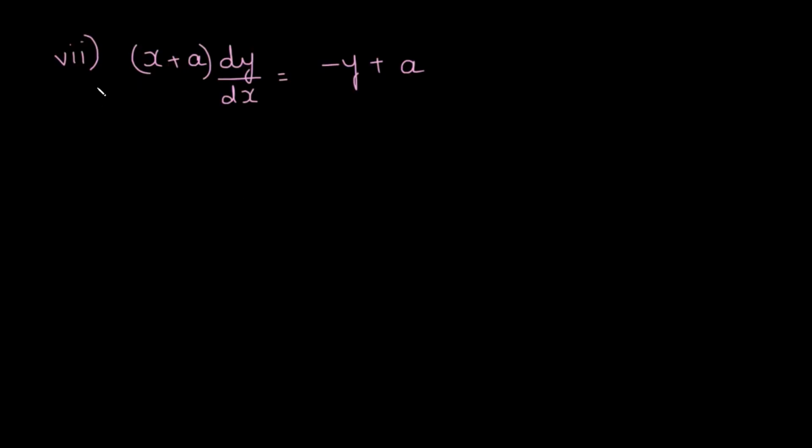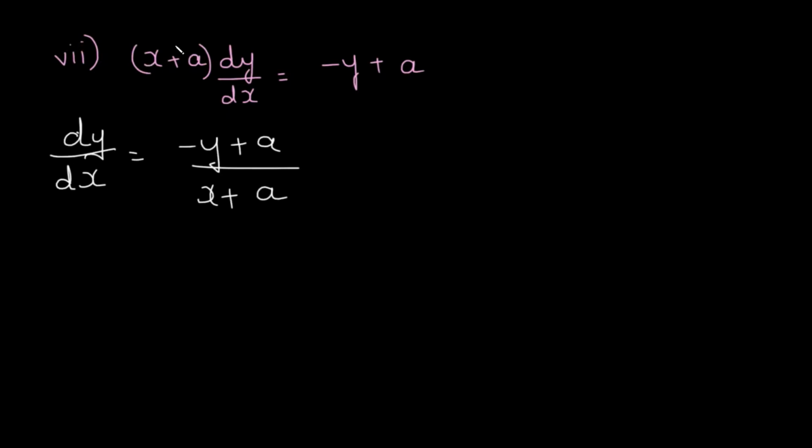Now the seventh sum, which is x plus a dy by dx is equal to minus y plus a. As the first step, we are going to eliminate this coefficient from over here, LHS. We need only 1 as the coefficient of dy by dx, and therefore we get dy by dx is equal to minus y plus a upon x plus a. So you realize what we have done here, isn't it? We have taken x plus a on the RHS.